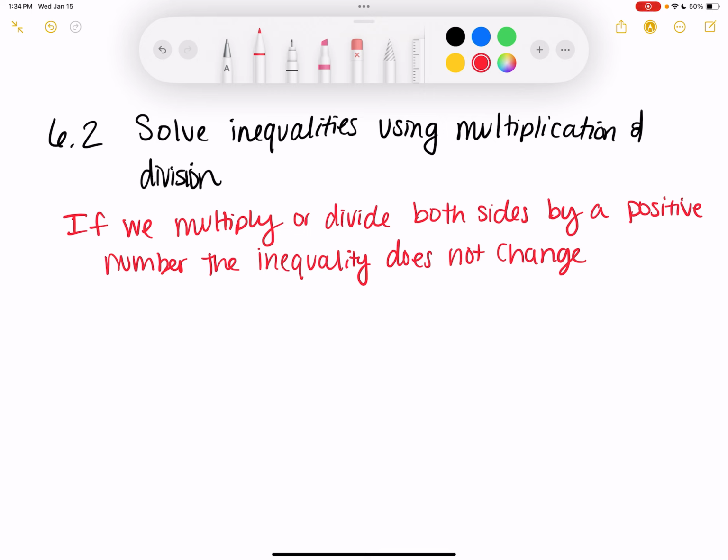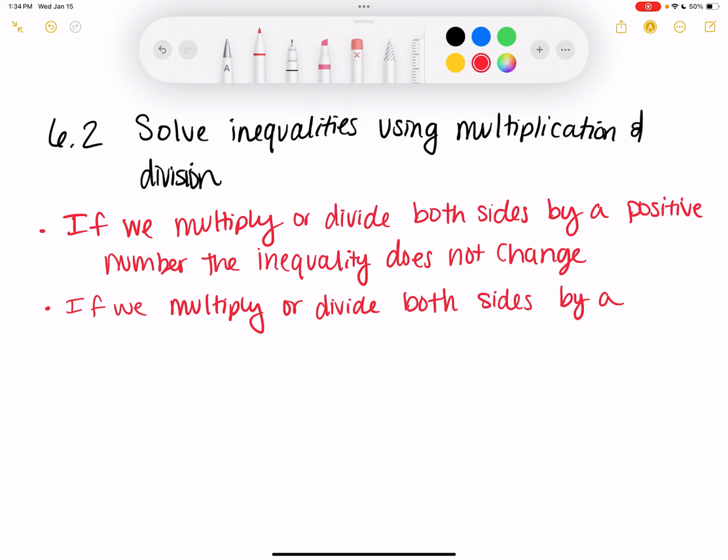However, if we multiply or divide both sides by a negative number, we flip the inequality.